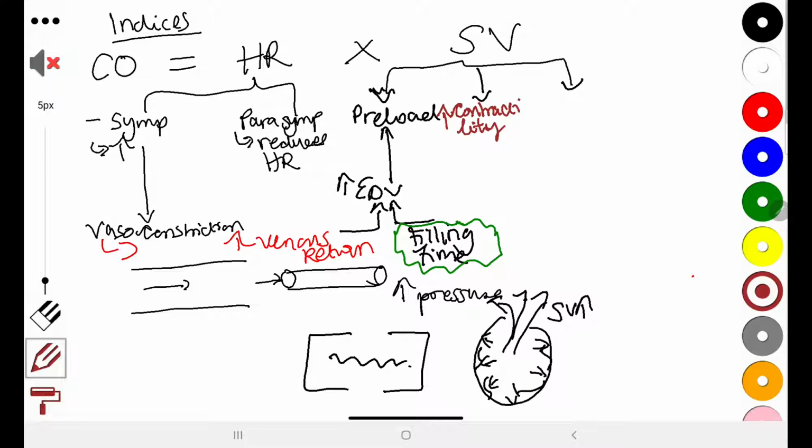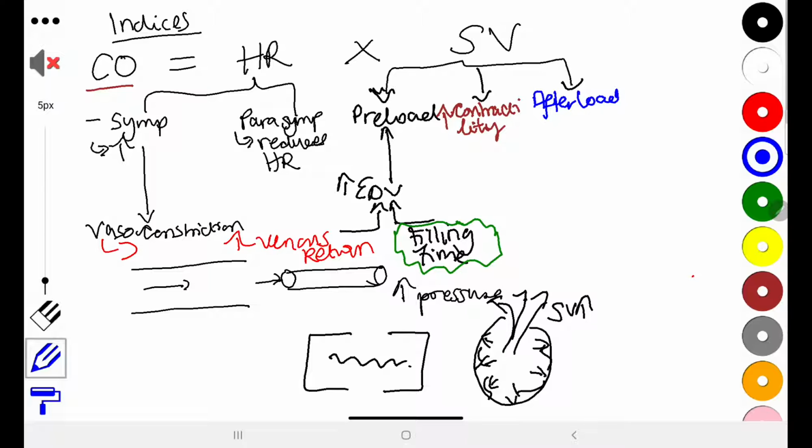It is reduced in certain pathologies. When the muscle itself has been affected, you'll find that it does not have an ability to contract that much, and so cardiac output is ultimately affected. The last one I'd like to talk about in this video is what is known as afterload.